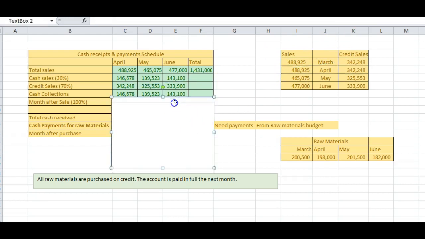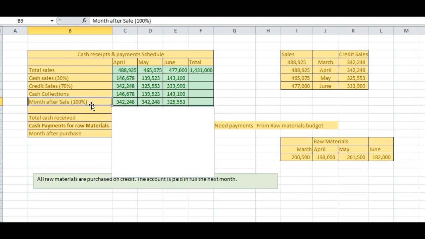Now, if you look at here, this lays the schedule out right over here. This is telling us how much we collect from credit sales that month, and we collect 100% of credit sales the month after. It's kind of hard to lay out. So now I can use this 342,248 here.